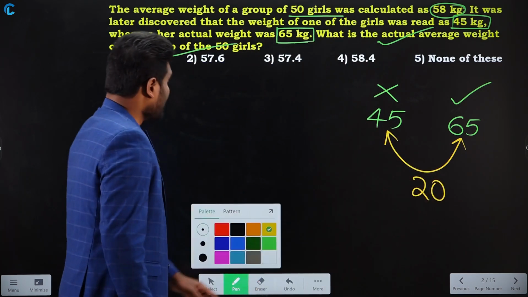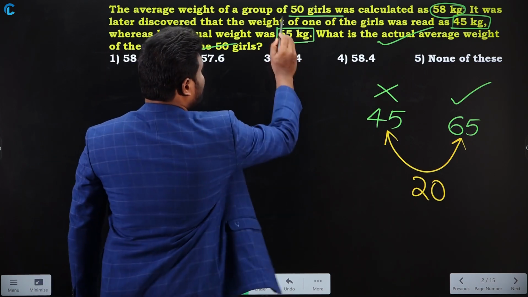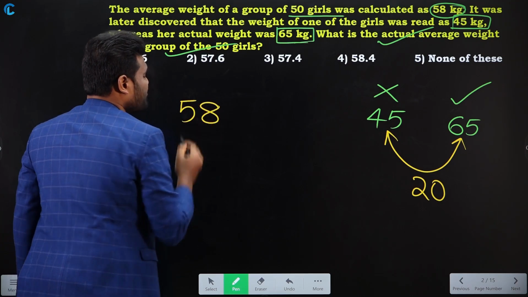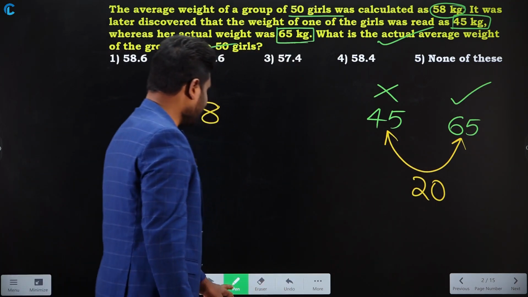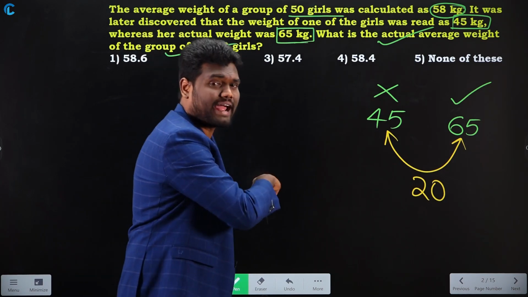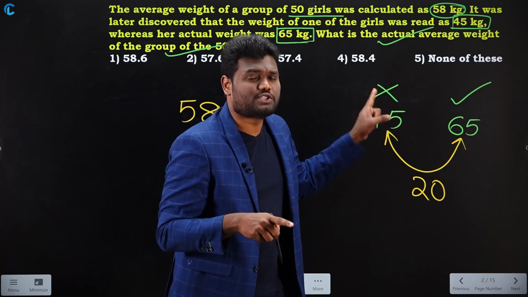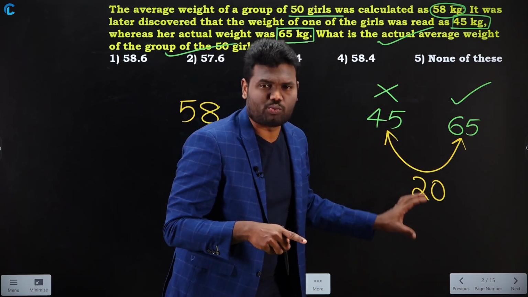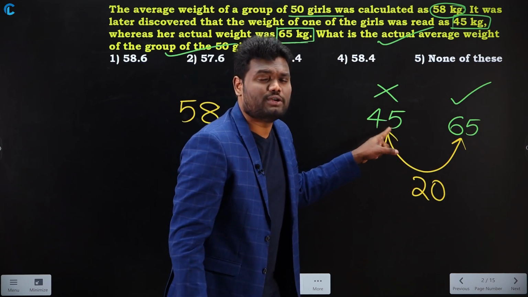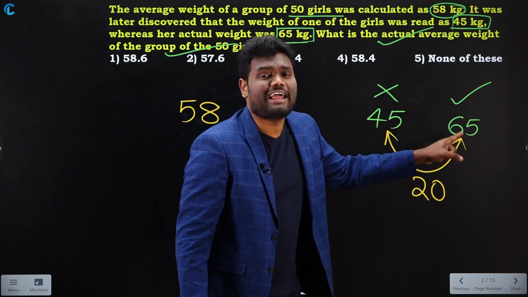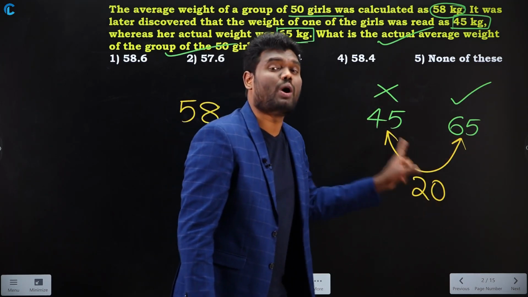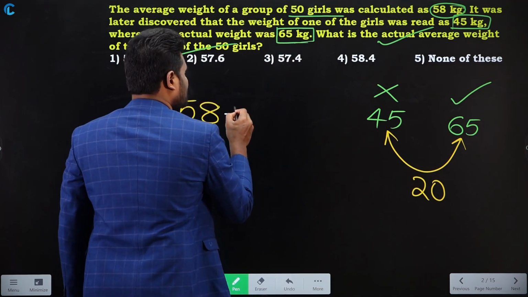Yes or no? Now, if you look at the question, it is mentioned that the 50 girls' average weight is 58. Now your difference is 20. As the difference is 20, what do you have to do? You need to either add or subtract. What I told, if the wrong value is more, you need to subtract. If the wrong value is less, you need to add. Now look here, the wrong value is 45 and the correct value is 65, which means the wrong value is less. As the wrong value is less, I need to add it. So plus 20.